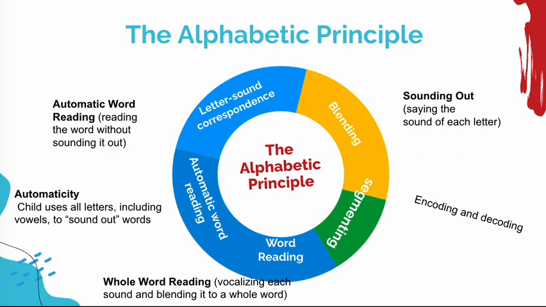Understanding the alphabetic principle is essential to learning to read, since letter-sound knowledge is a prerequisite to effective word identification. A primary difference between good and poor readers is the ability to use letter-sound correspondence to decode words.